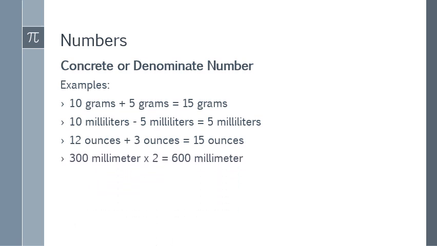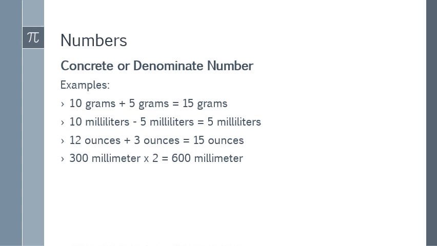This example is of multiplication, in which 300 millimeter have been multiplied by 2 and the resultant value is 600 millimeter. Now here you see the first value is a concrete or denominate number, while the second value is a pure number, while the resultant value is again a denominate number.